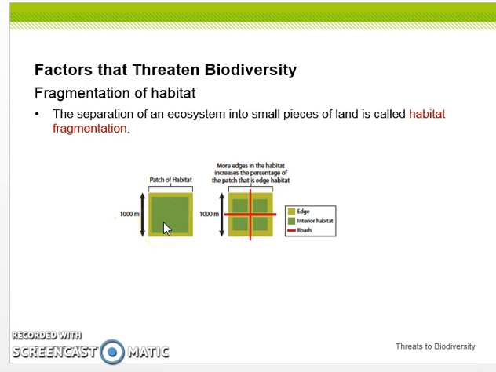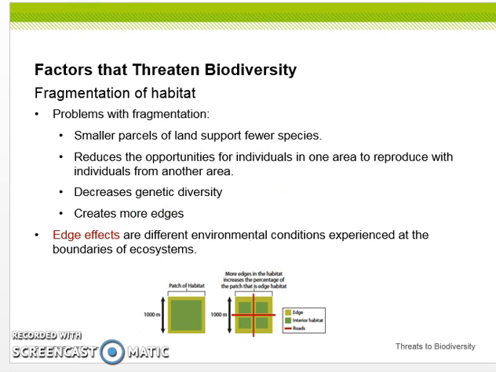Here we have a patch of habitat. More edges in the habitat increases the percentage of the patch that is edge habitat. There are some problems with fragmentation. Smaller parcels of land support fewer species, reduce the opportunities for individuals in one area to reproduce with individuals from another area, decrease genetic diversity, and create more edges. Edge effects are different environmental conditions experienced at the boundaries of ecosystems.